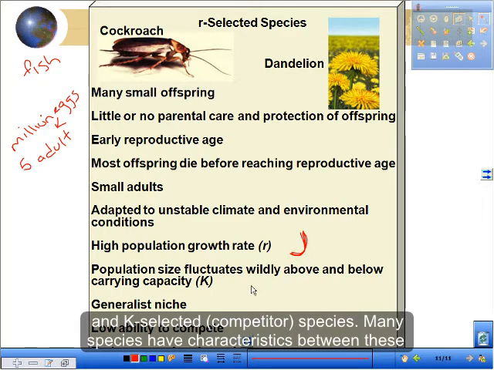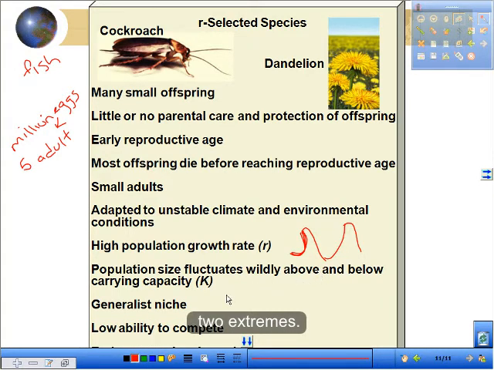Like I said, this is that J curve most of the time, and it fluctuates a lot. So you have this J curve, it drops way down, like I said last time, and then you have another J curve, and then it drops way down. So there's a lot of fluctuation. A generalist niche means that they're not well adapted to something particular. They can go, a large range of options, for where they live.